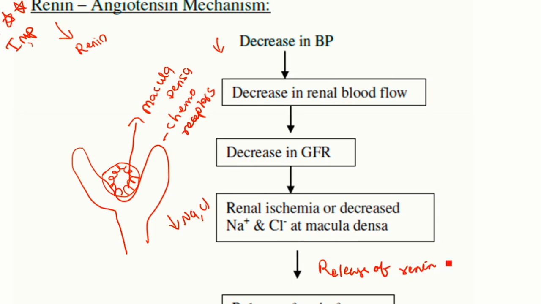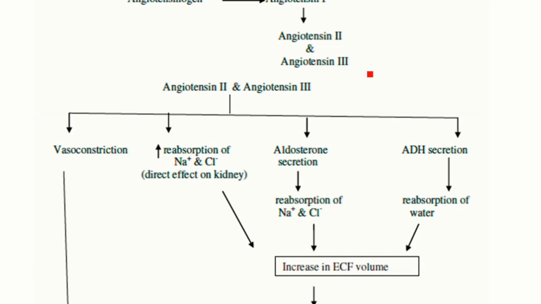The actions of angiotensin 2 and 3: it causes vasoconstriction, which directly increases blood pressure. These two also increase reabsorption of sodium chloride from the diet, increasing ECF volume and blood volume, thereby increasing blood pressure. Aldosterone is secreted from the adrenal gland; once sodium chloride reabsorption occurs, ECF volume increases, blood volume increases, and blood pressure increases.